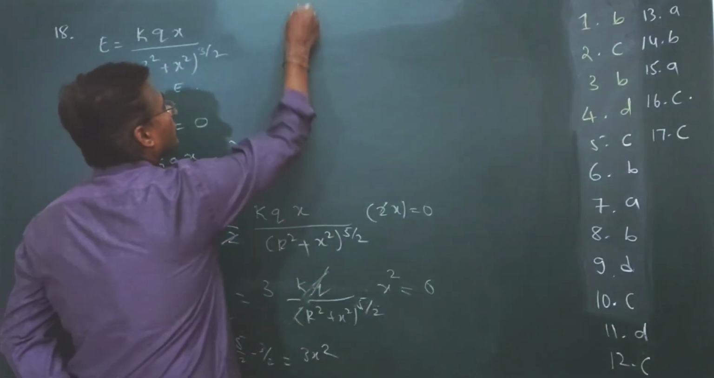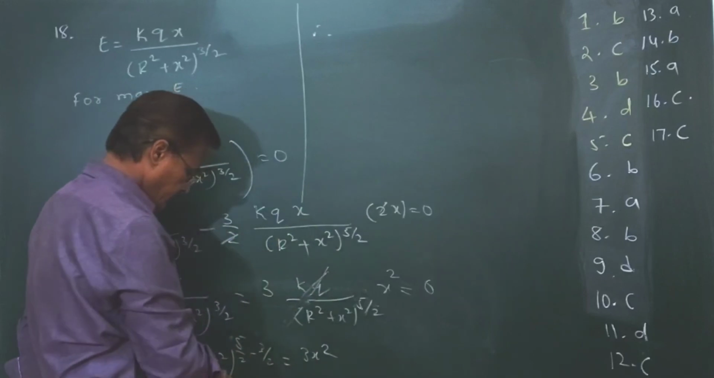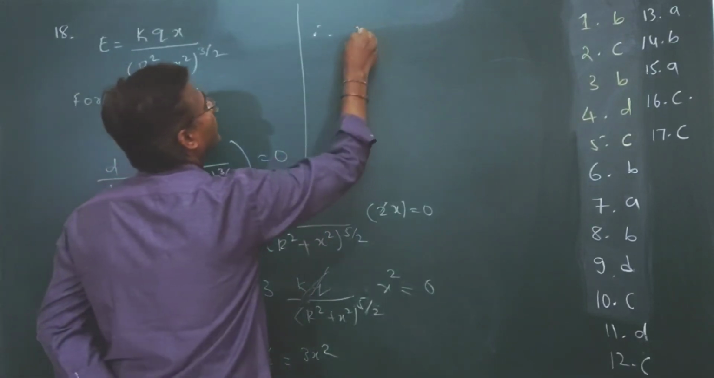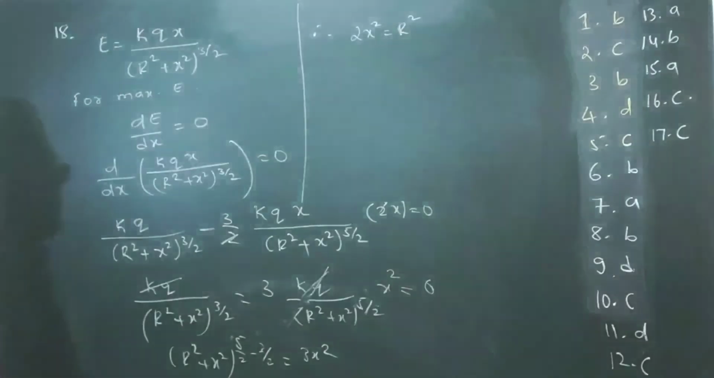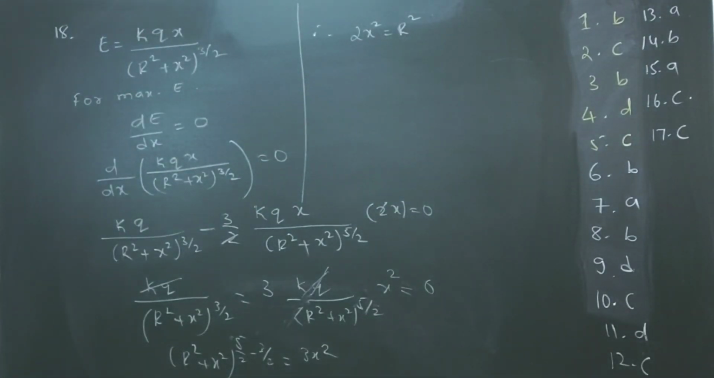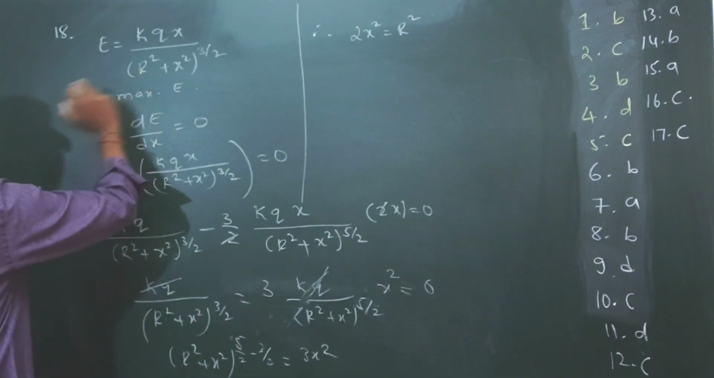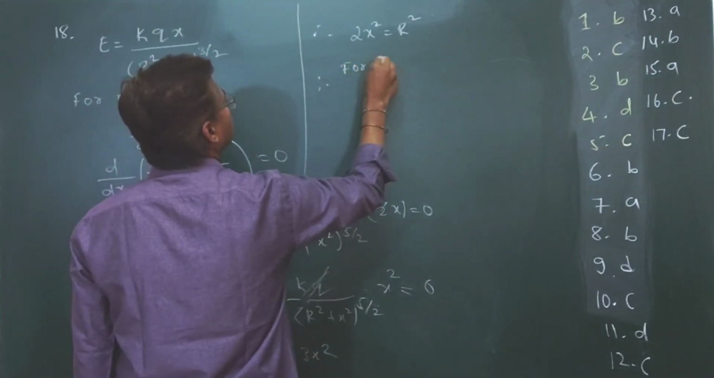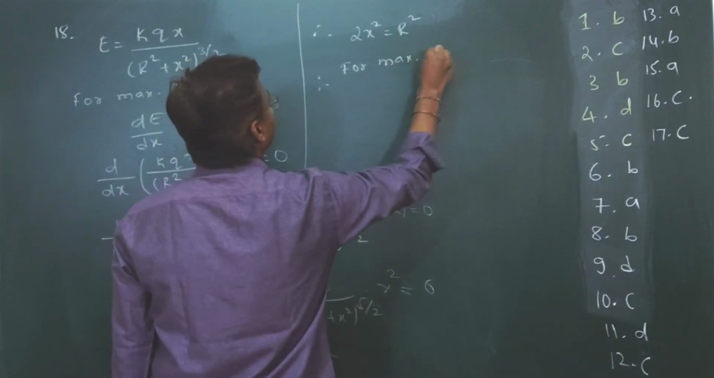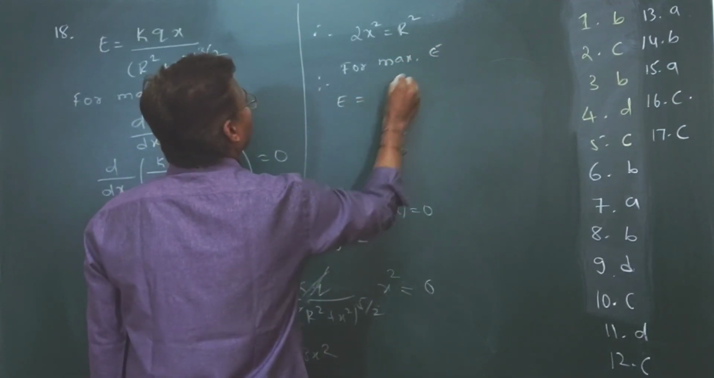Therefore, sending that to the other side, 2x square equal to R square. So this R square we will substitute in this formula. Therefore, for the maximum, E equal to KQx.